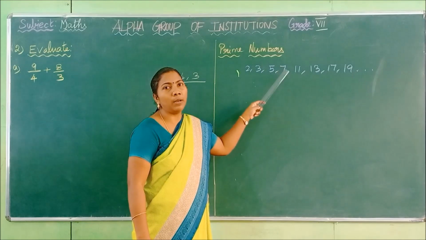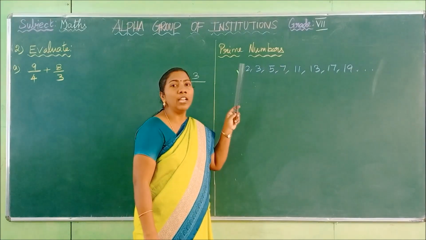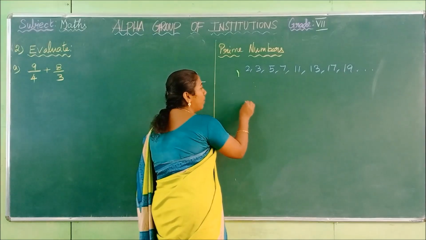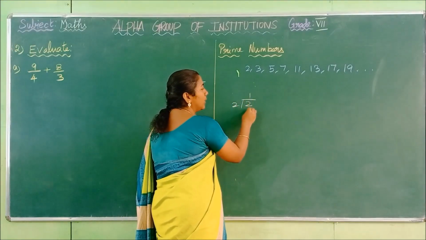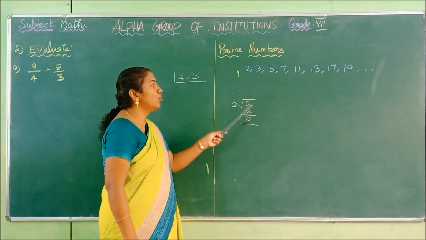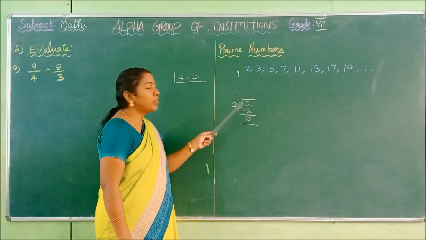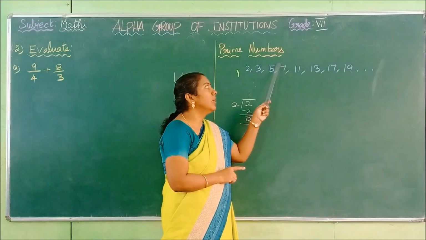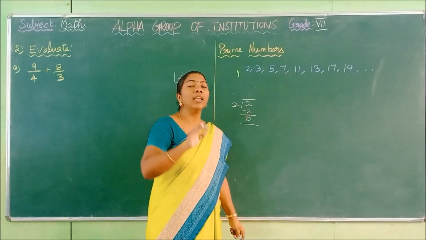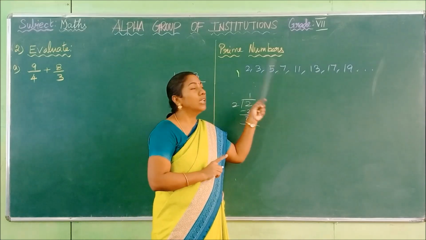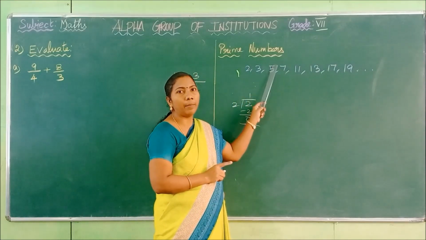What is meant by prime numbers? It has only two factors, that is 1 and itself. It should not be divisible by any other number. It should be divided by itself and 1 only. See here, 2 is divisible by 2 only, and by 1 only. Similarly, we can't divide a prime number by any other number except itself and 1. Okay, such numbers are said to be prime numbers.